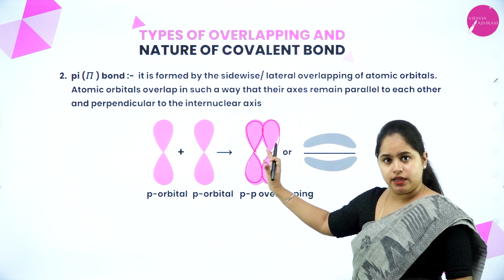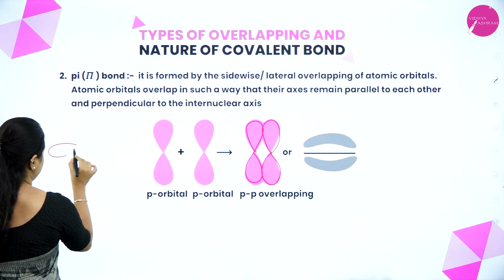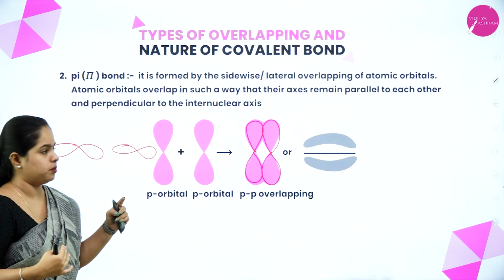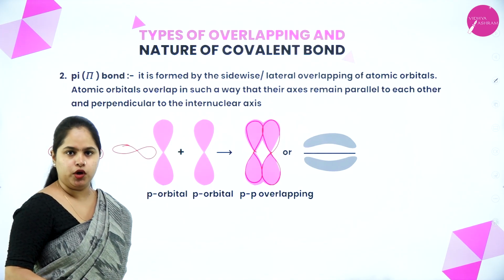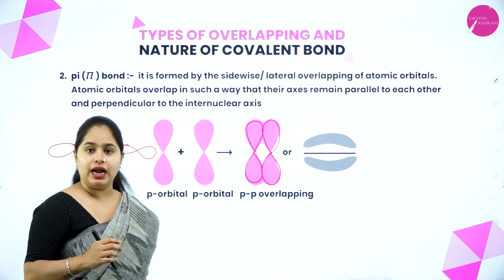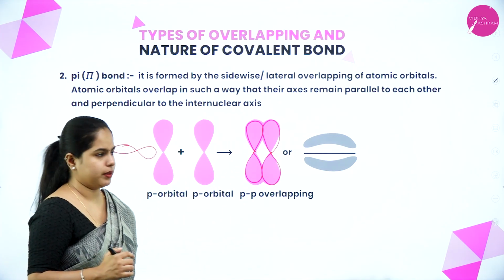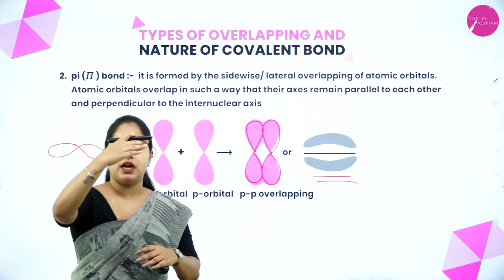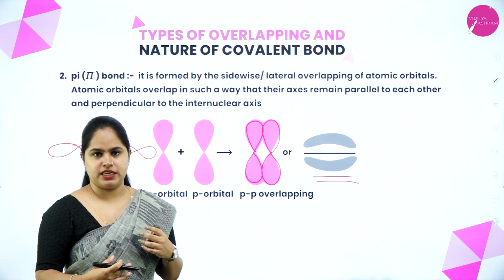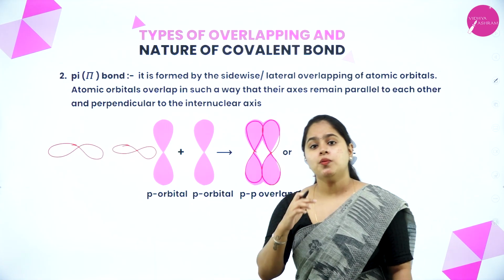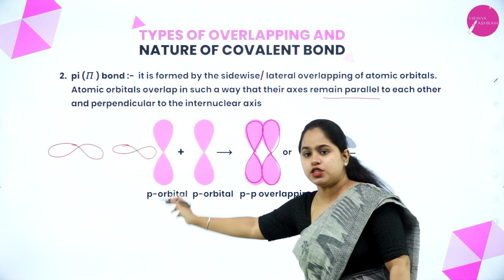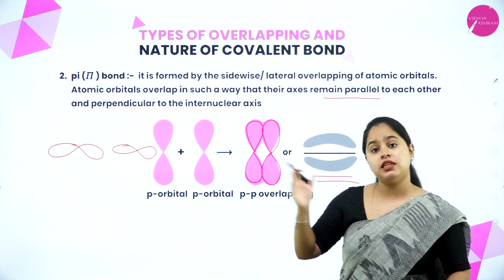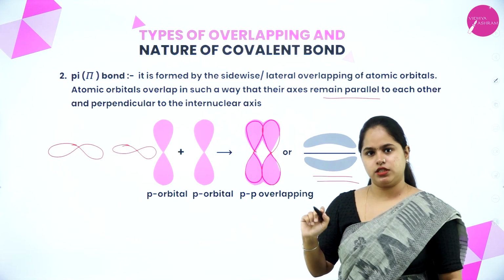If the same p orbitals were in this direction, that means head-on overlapping would take place, and that would be a sigma bond. But now it is lateral overlapping, which forms a pi bond. So I hope you are clear with the difference between sigma and pi bond. It is lateral, or sideways, overlapping of atomic orbitals, or it can also be represented in this form, right? Along the internuclear axis, the two orbitals will be present on top and below. Clear? That way also you can represent it. The two axes remain parallel, that is, the axis of this p orbital and this p orbital will remain parallel, and perpendicular to the internuclear axis.